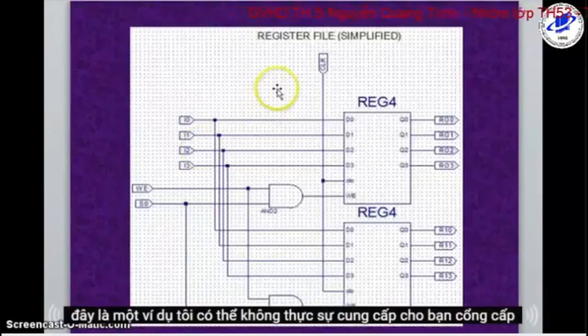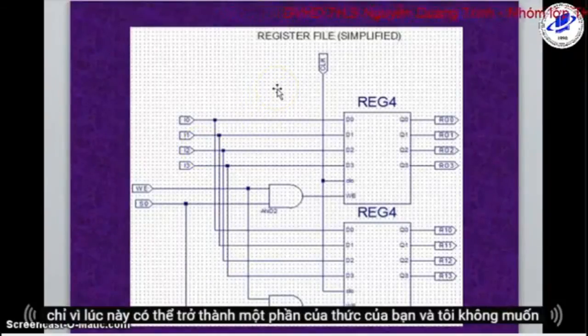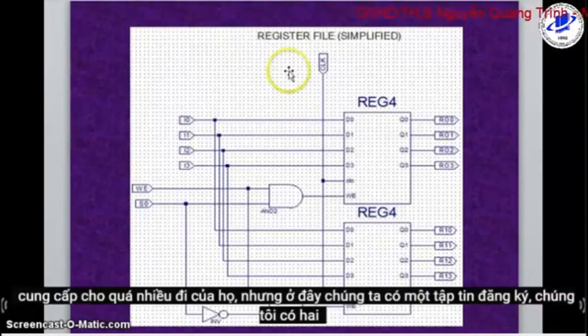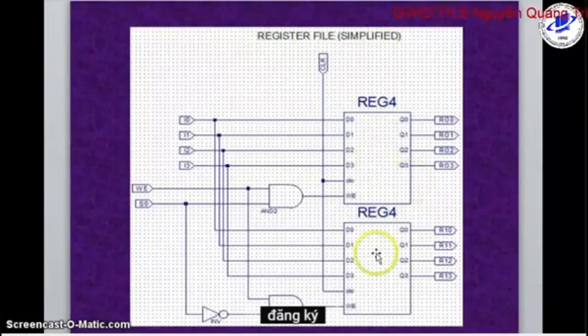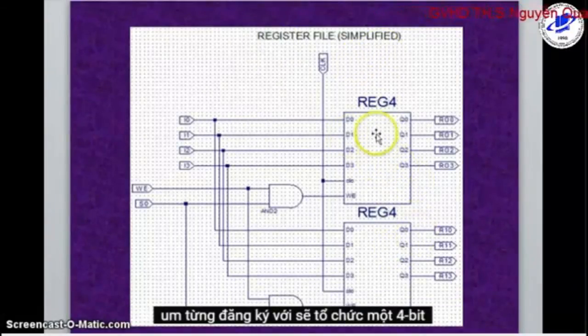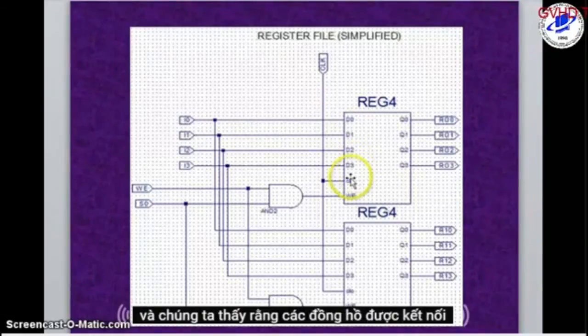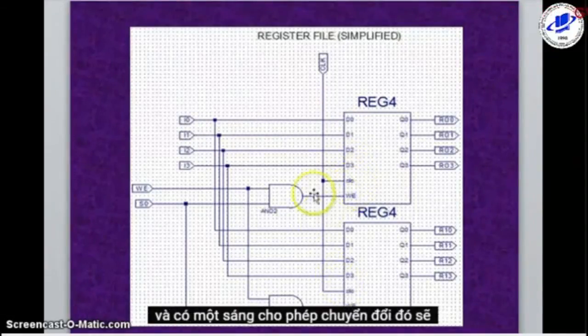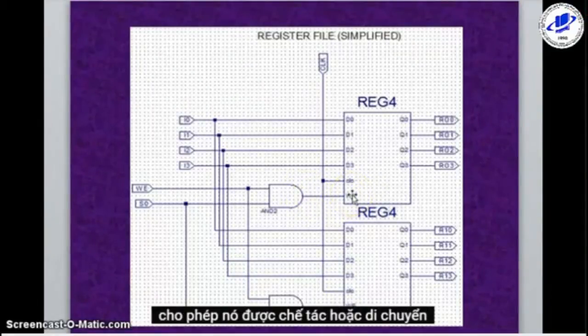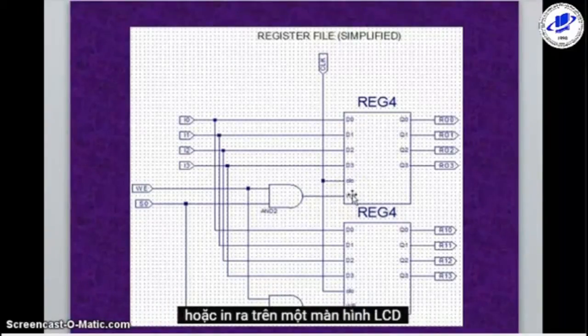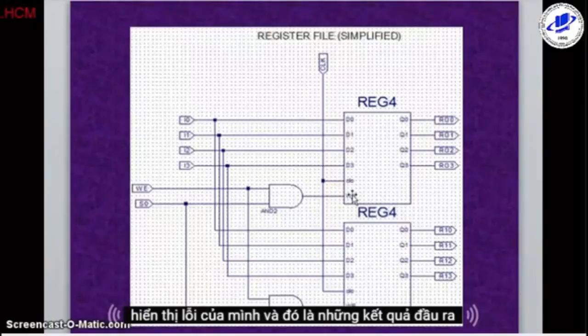Here's an example. I couldn't really give you gate level just because this may become part of your final, and I don't want to give too much away there. But here we have a register file. We have 2 registers. Each register will hold a 4-bit number, as we see from D0 to D3. And we see that the clocks are connected, and there is a write enable switch, which will allow it to be manipulated or moved or printed out on a display. And those are the outputs.